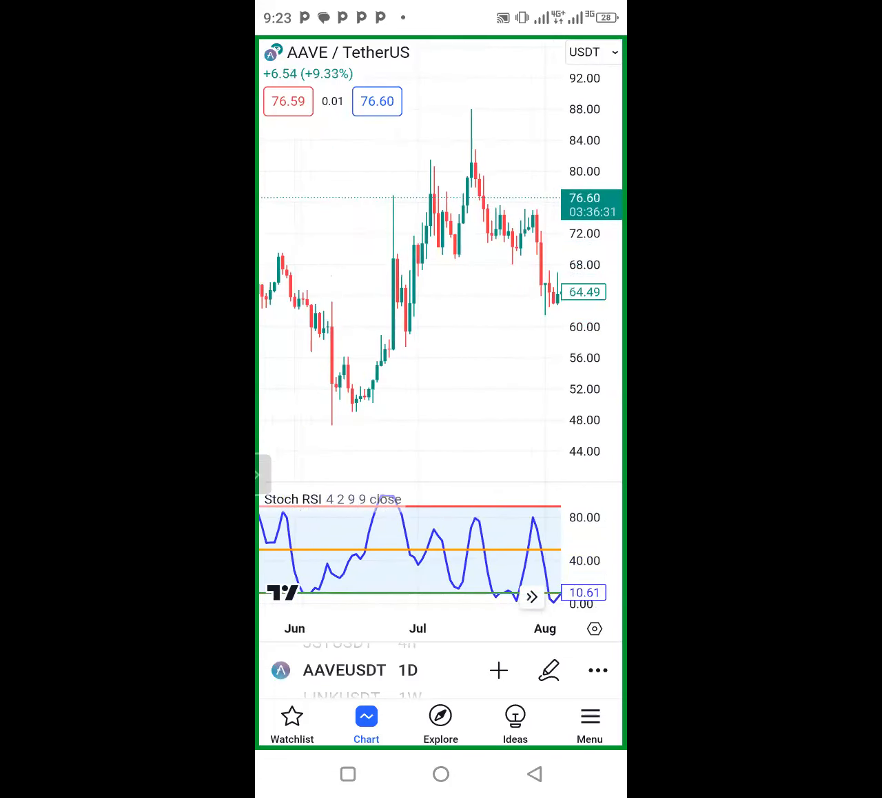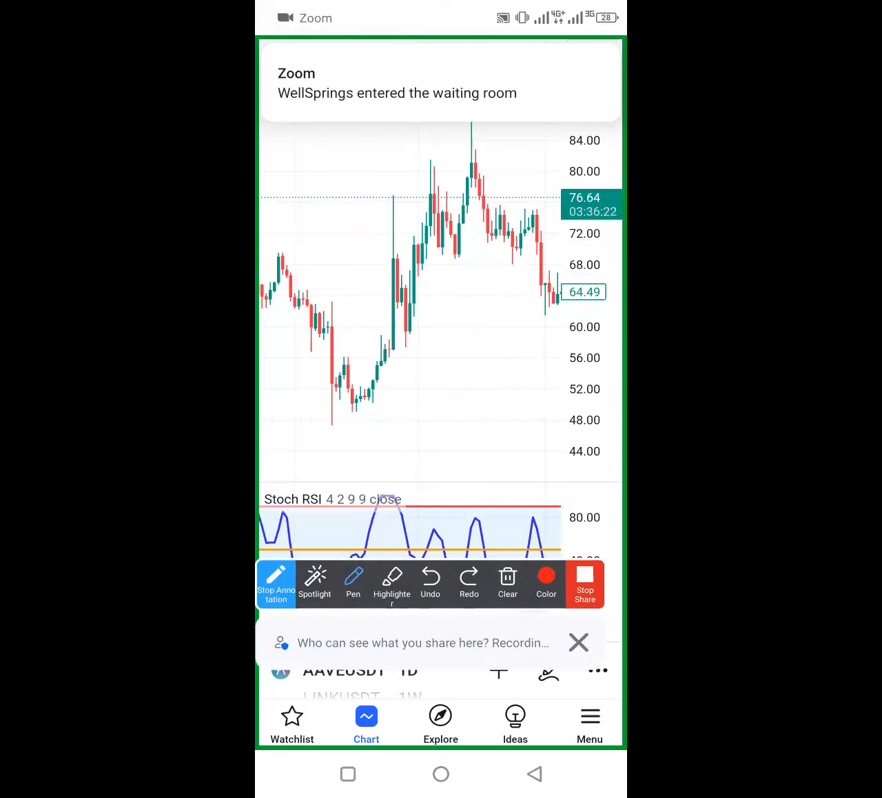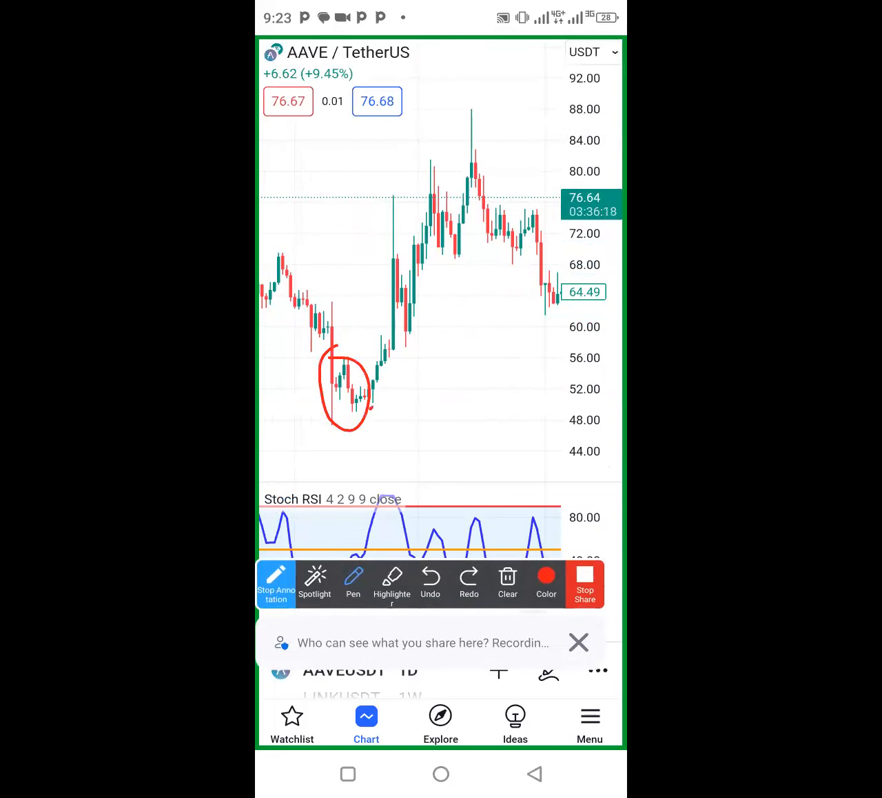When you see green candles consistently following each other, starting from this place. This is what I'm referring to. Starting from this area here, you see green candles consistently following each other. That's an uptrend. The price is from this place. You see it? It started with a green candle, then a bit of red, then green, then red, then green like that.